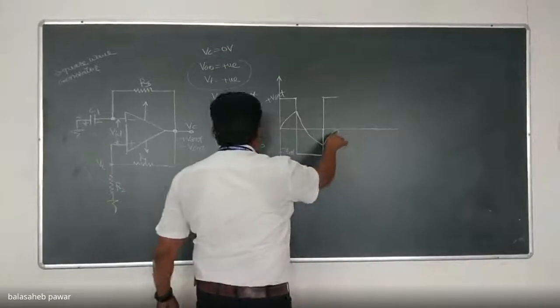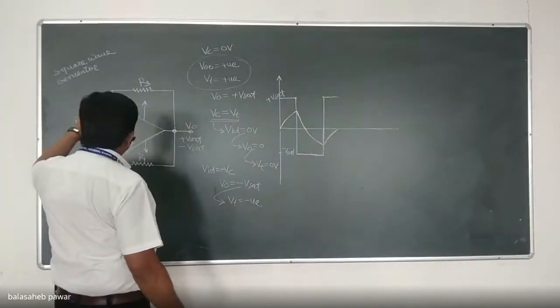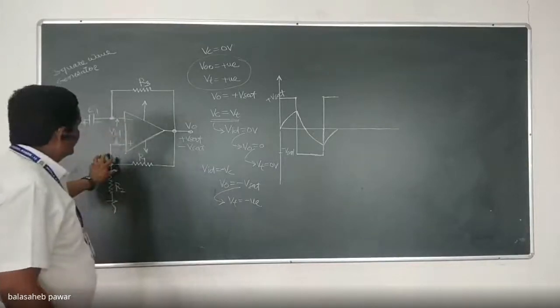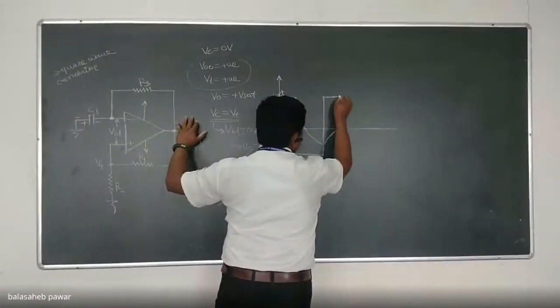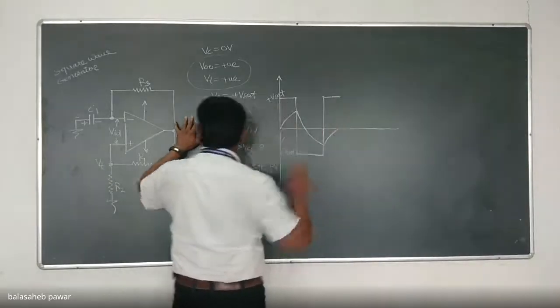At a particular time period, the voltage across that capacitor will become 0. The non-inverting terminal is at positive VT. That's why output will remain plus Vsat. That's why I've shown that output voltage is plus Vsat when capacitor voltage goes to 0.